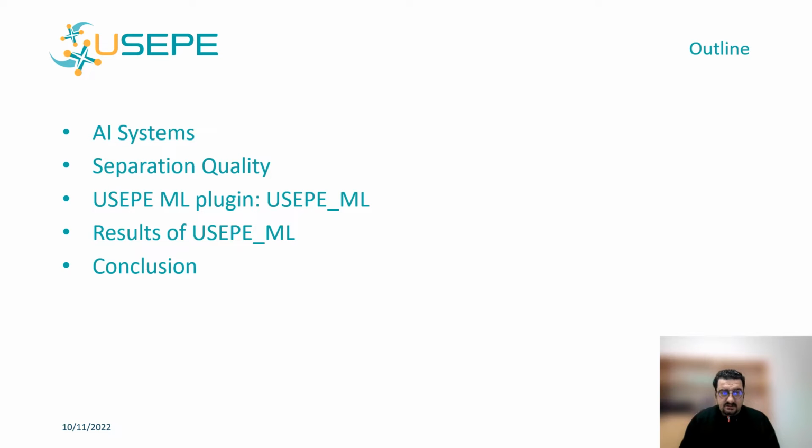Here's the outline. First, I will explain how AI systems are structured. Second, I will talk about separation quality. What is it? How do we measure it? Third, briefly I will mention how the USEPE machine learning plugin processes the information. Next, I will present results with verifications only for conflicts. Lastly, the presentation will end with a conclusion. Let's start with AI systems.